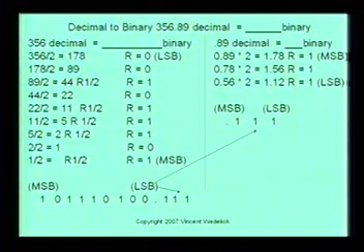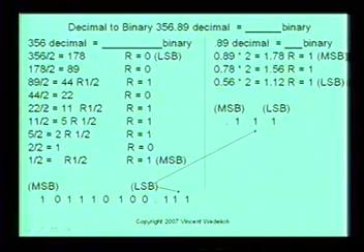I hope this is the last one. 356 decimal equals what binary? 356 divided by 2 is 178, remainder 0. 178 divided by 2 is 89, remainder 0. 89 divided by 2 is 44, remainder 1/2.